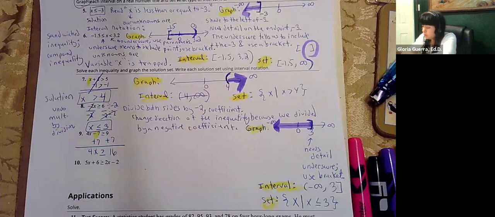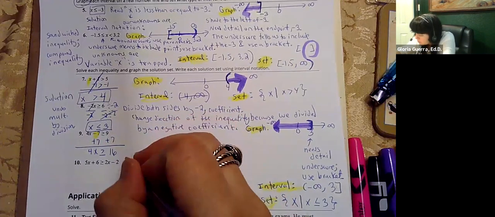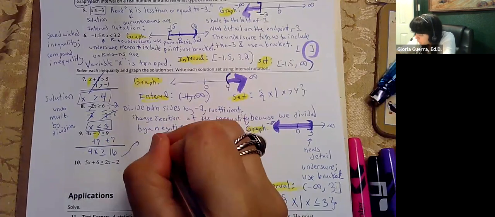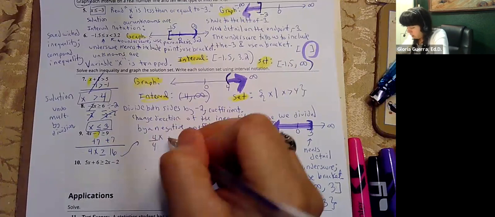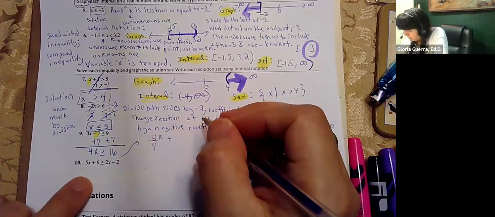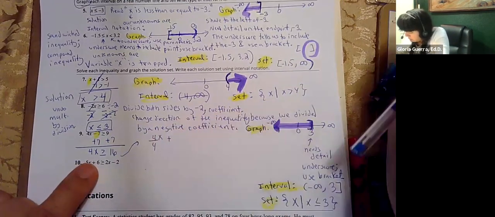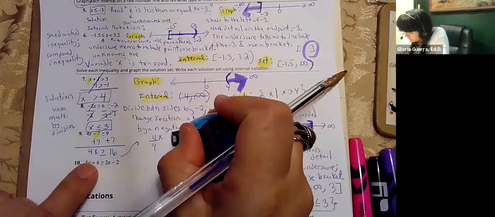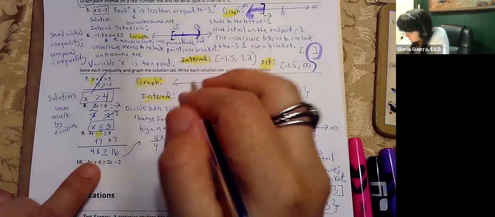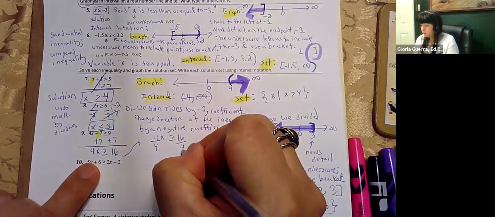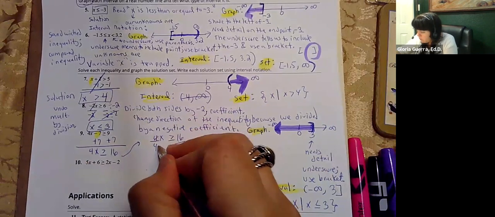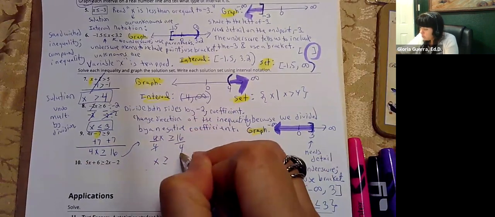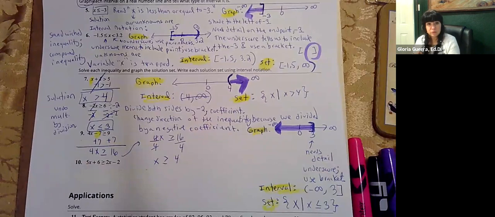Okay, and then to solve that, you divide by 4. 4x is greater than or equal to 16, so you divide both sides by 4. The 4s cancel out. And you know your multiplication charts, 4 goes into 16 4 times.